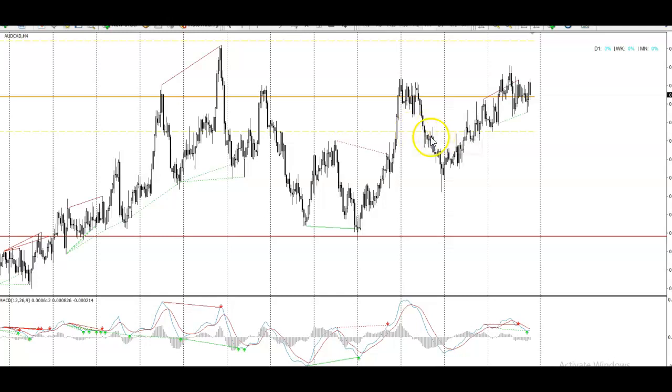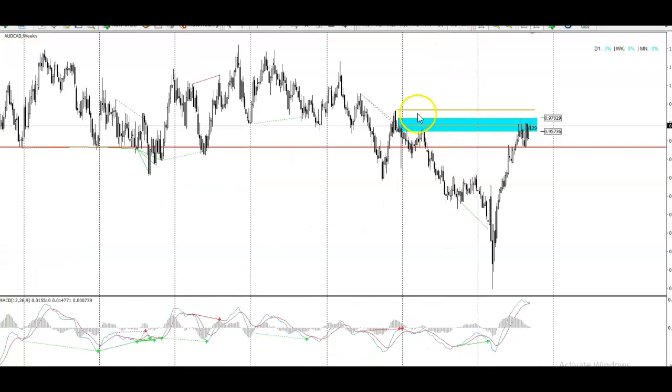Okay, so this is setting up nicely. We're going to look to take it more or less on the open next week. Now you might say, can I look down in the lower time frames? I don't need to look down in the lower time frames for this.